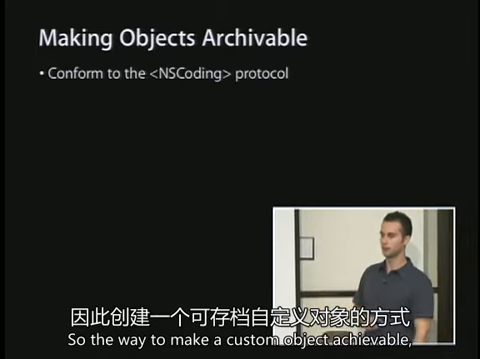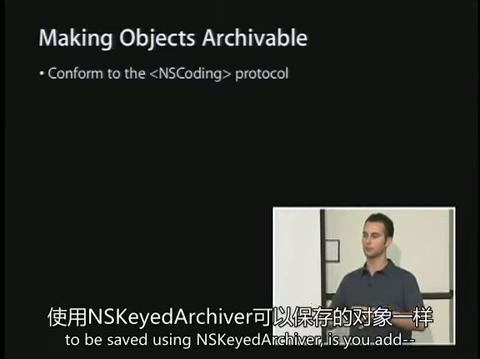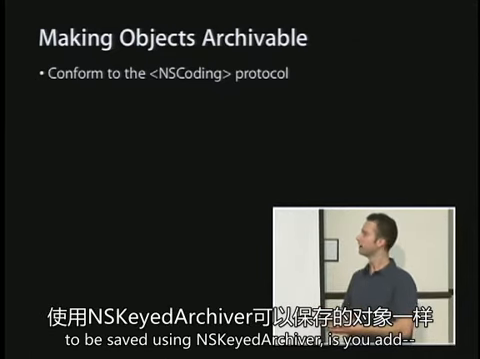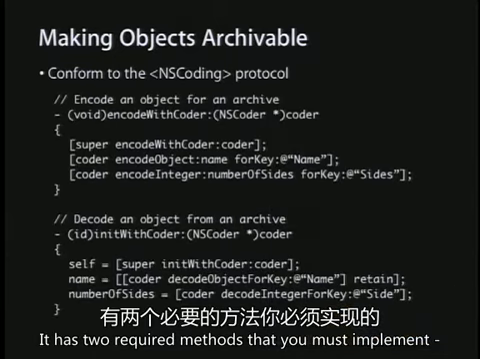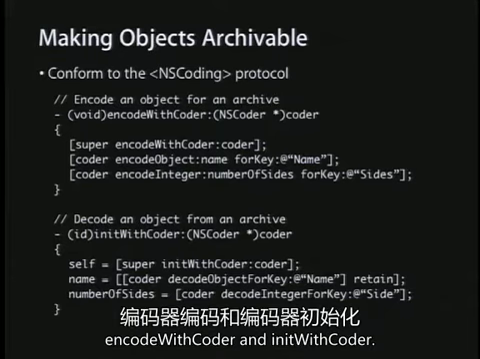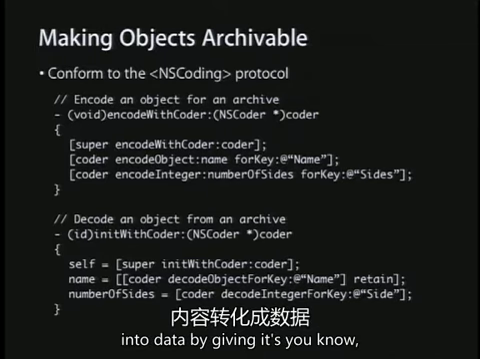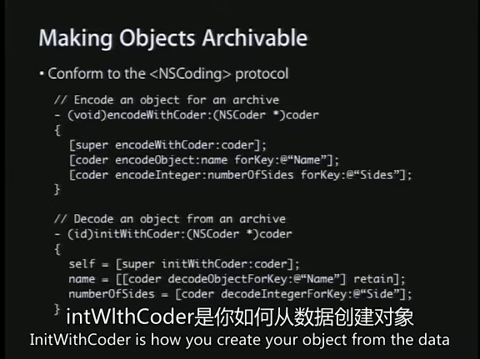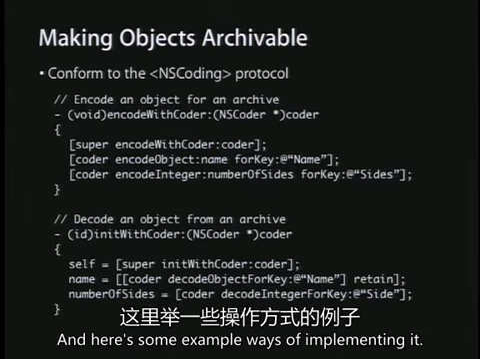So the way to make a custom object archivable, like say you wanted to create an object of yours that is able to be saved using NSKeyedArchiver, is you conform to the NSCoding protocol. It has two required methods that you must implement, encodeWithCoder and initWithCoder. encodeWithCoder is what takes your object and turns it into data by giving your properties to the NSCoder. And initWithCoder is how you create your object from the data to basically reinstantiate it on a subsequent launch. And here's some example ways of implementing it.